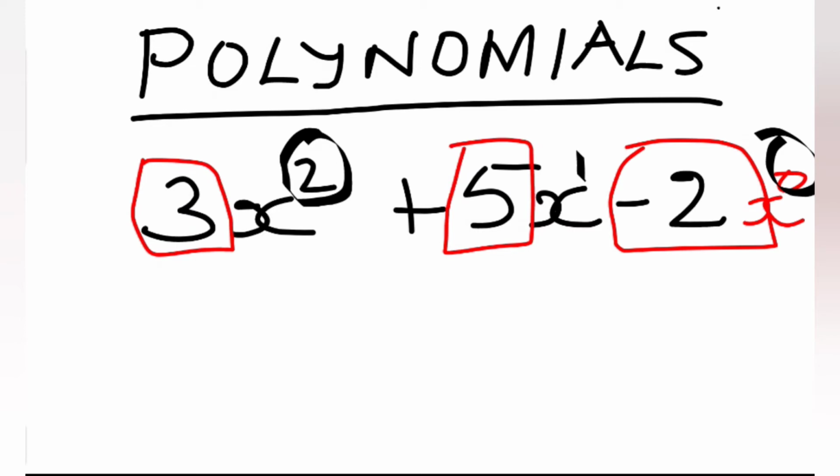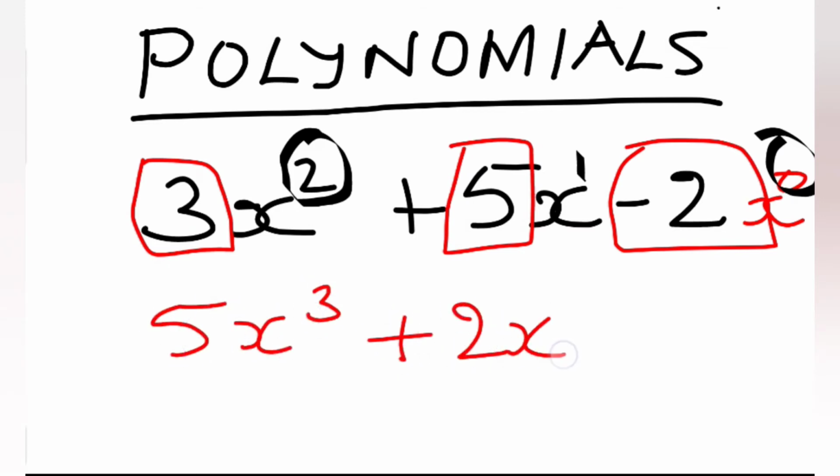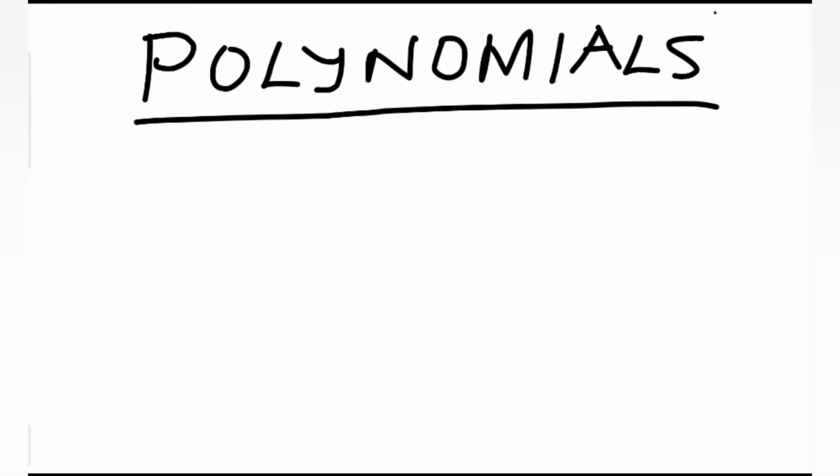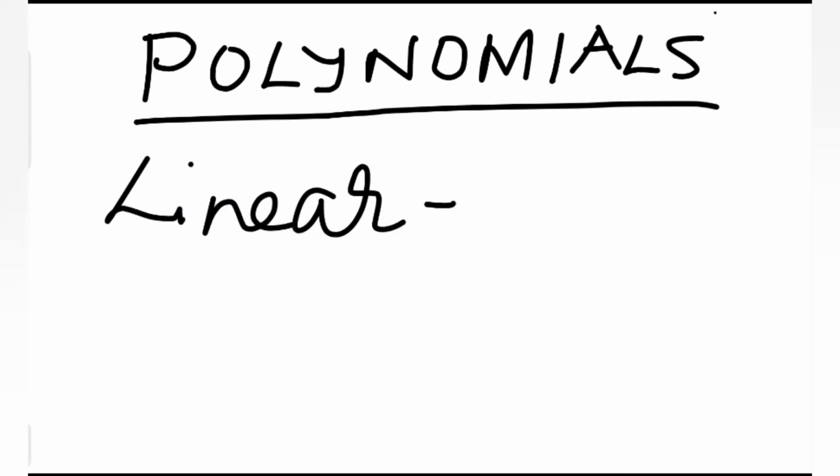Consider another polynomial, 5x cube plus 2x square minus 3x plus 1. Here the highest power is 3. Therefore, the degree of the polynomial is 3. On the basis of degree, we can classify polynomials into different types. A polynomial having degree 1 is called a linear polynomial. Linear. Degree 1. Example, 3x plus 1.